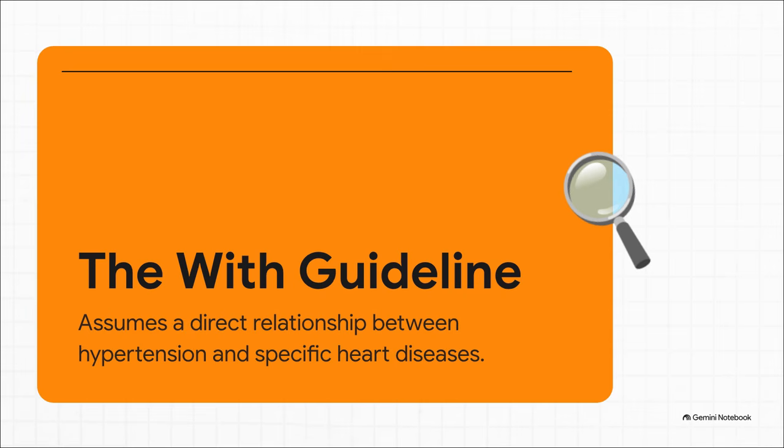The real magic here is that the guidelines allow you to combine these into category I-11.9, which is hypertensive heart disease without heart failure. You assume the hypertension caused the heart disease even if the provider doesn't explicitly write the words hypertensive heart disease in their notes. The guidelines basically connect the dots for you.